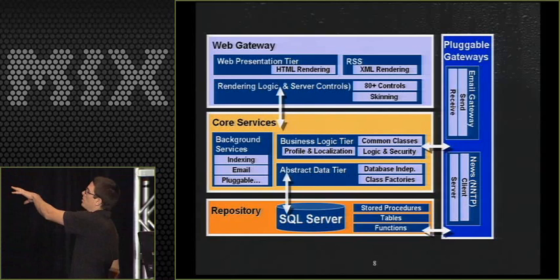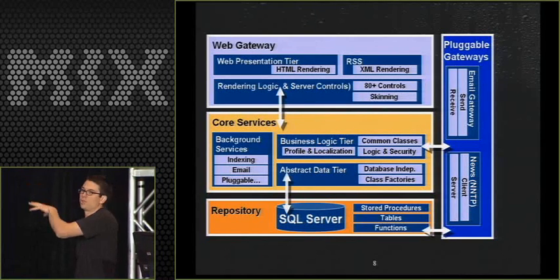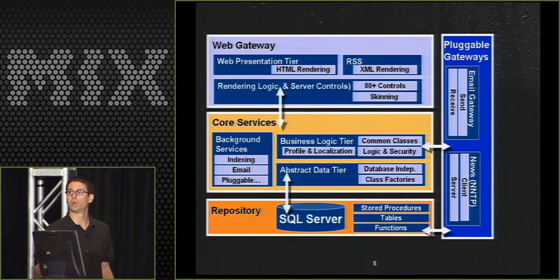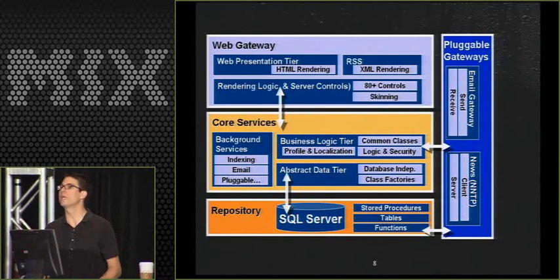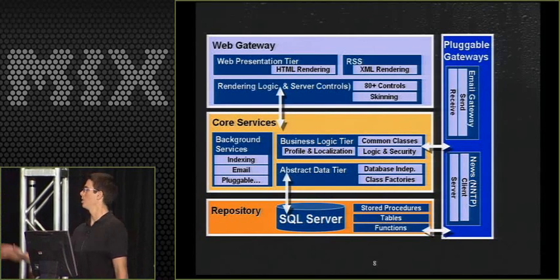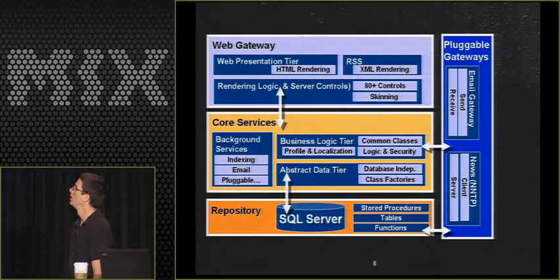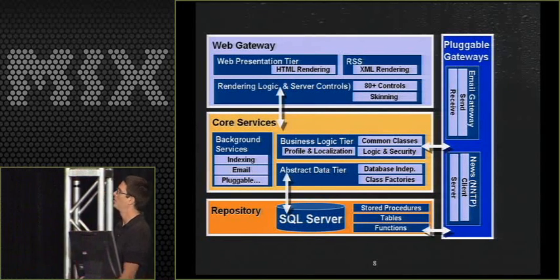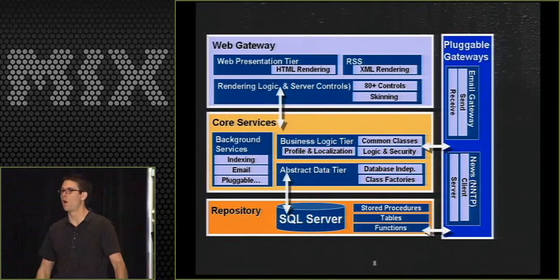Same thing with news servers. Community Server actually supports a news server gateway. So I can open up a tool like Outlook Express and read and interact with a Community Server application. I'll show an example of both of these a little bit later. We also use the email gateway for blogging, obviously. You can blog by email, blog off your phone.